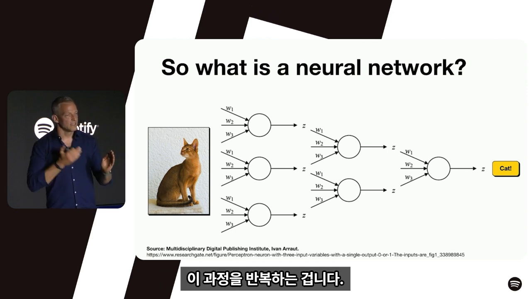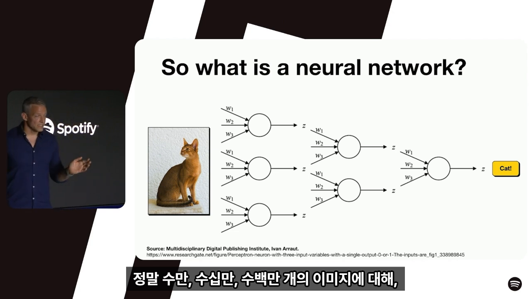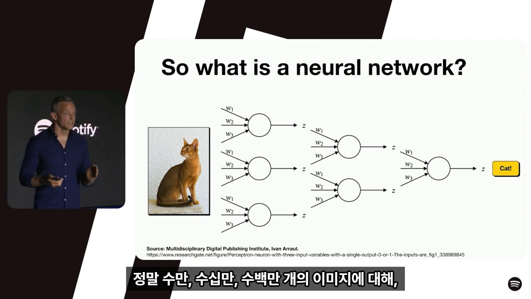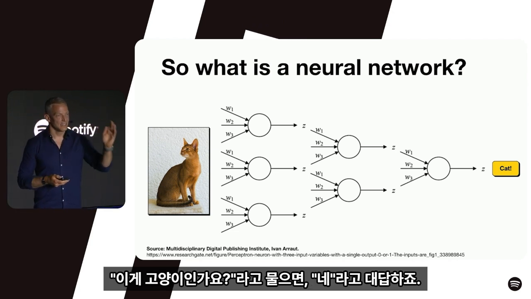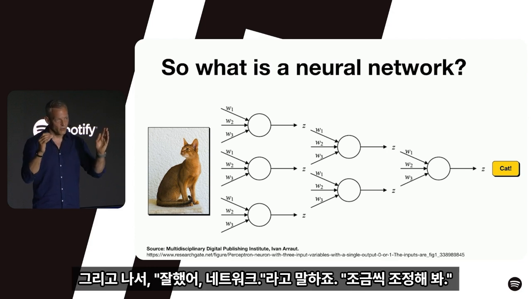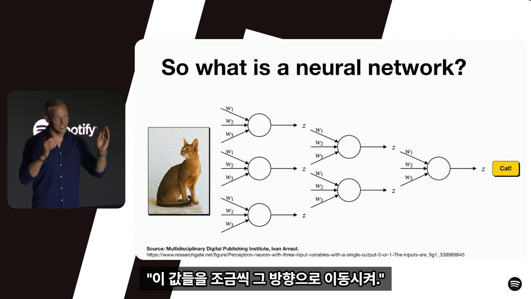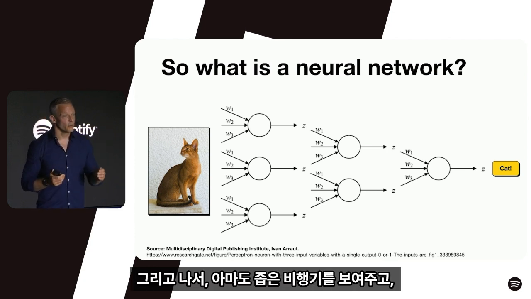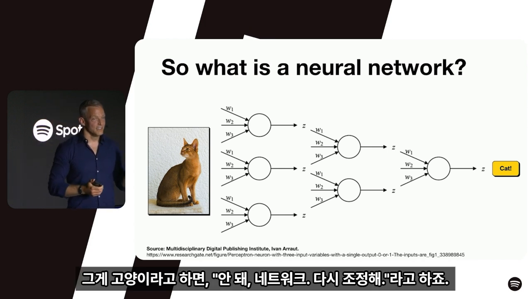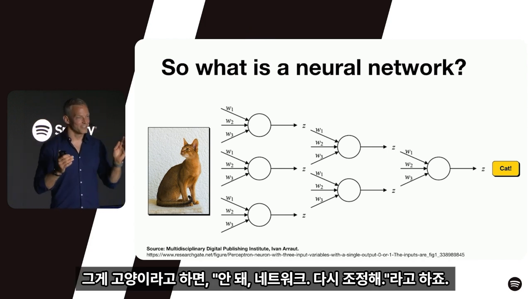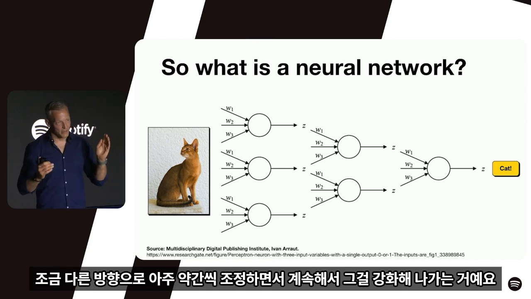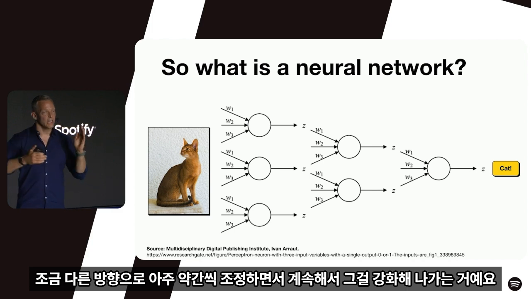And then you do this for literally tens of thousands, hundreds of thousands, millions of images, where you say like, is this a cat? And it says yes. And then you say, good network. Move all these values a little bit more in that direction. Then you show it maybe an airplane, and it says it's a cat. And then you say, bad network. Move all the values a little bit in the other direction. And you just keep reinforcing it.